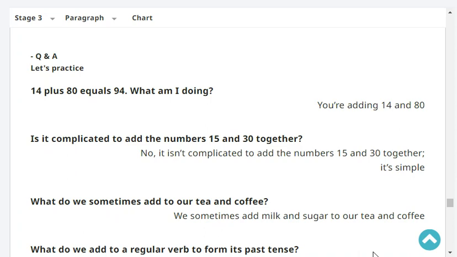Okay, let's practice. 14 plus 80 equals 94. What am I doing? You're adding 14 and 80.